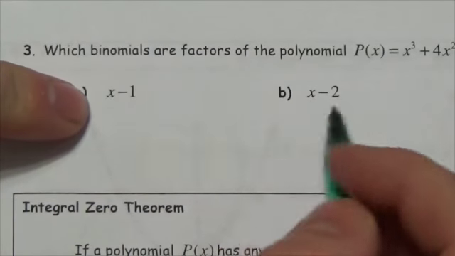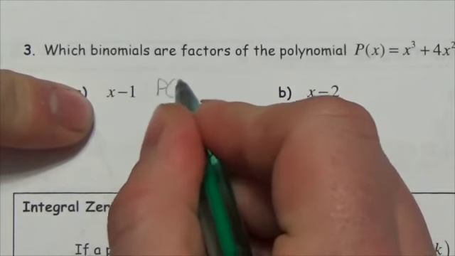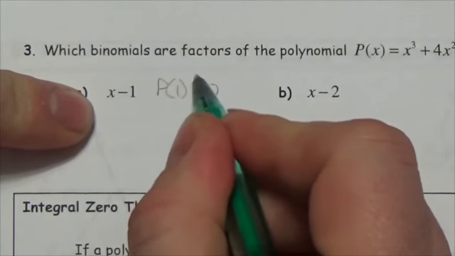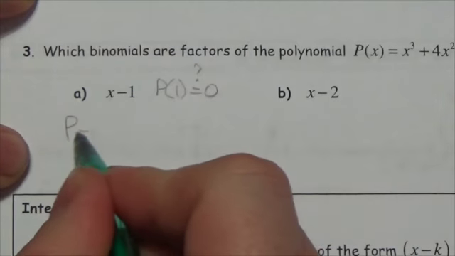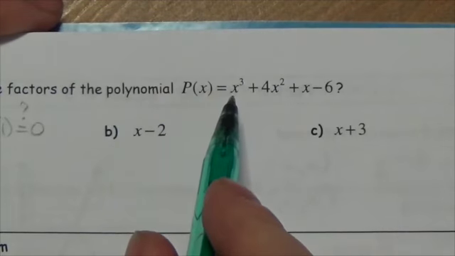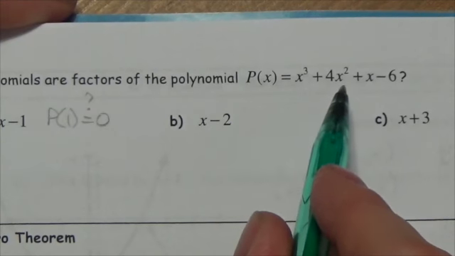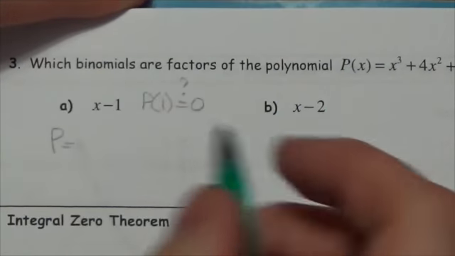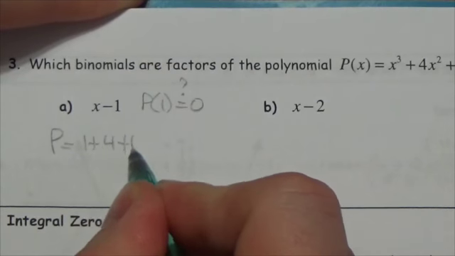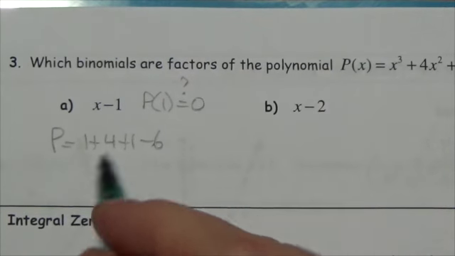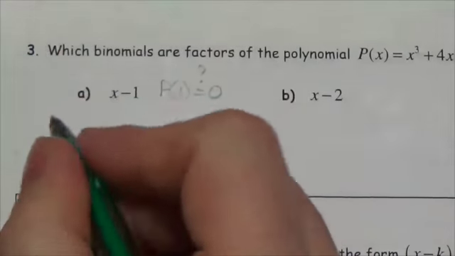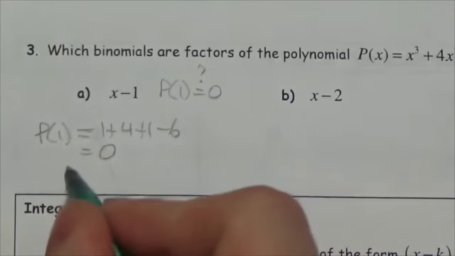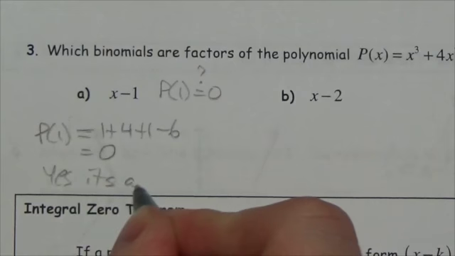If I'm checking x minus 1, then what I want here is for p of 1 to equal 0. I don't know if that's true, but that's what I want to be true here. So we're going to look at p at 1. If I plug 1 into this, I'm going to get 1 plus 4 plus 1 minus 6. So that's 1 plus 4, 5. Oh, look at that, equals 0. I should probably write this as p at 1 just to be really clear here. p at 1. So yes, it's a factor.